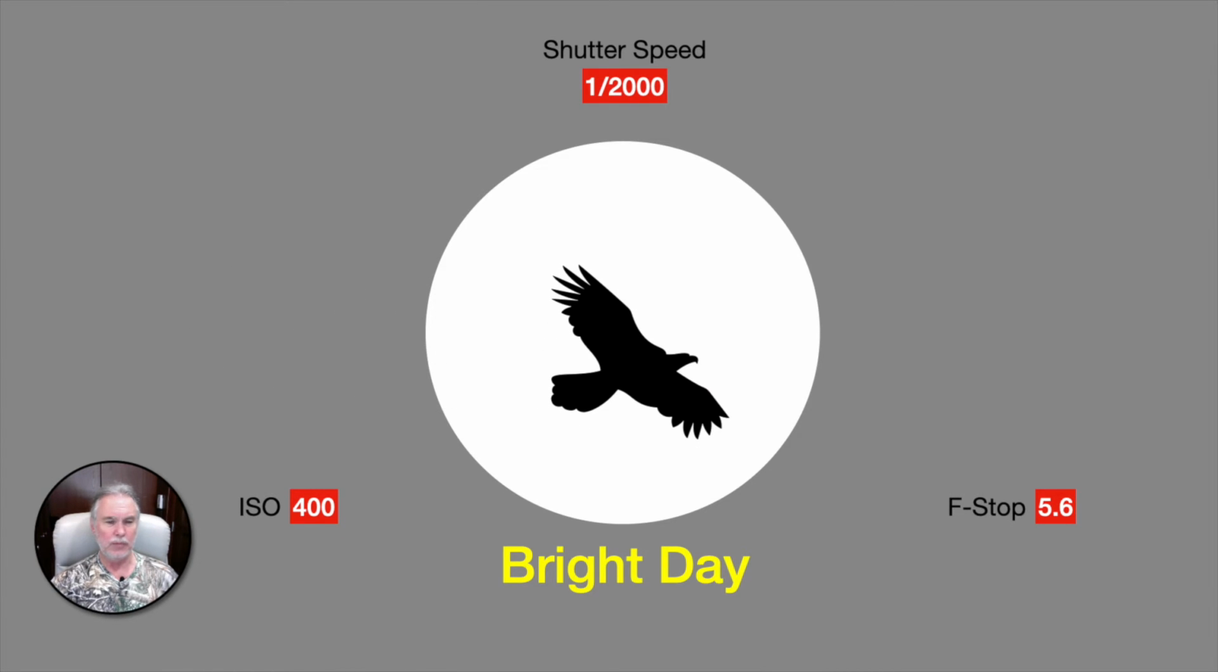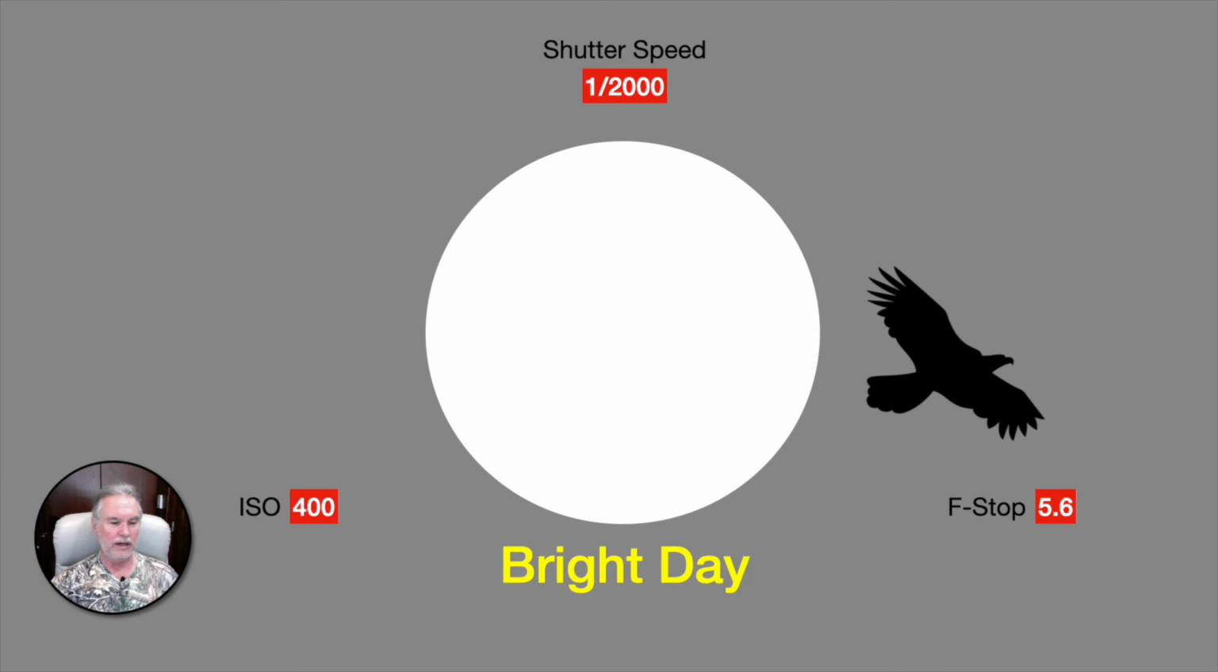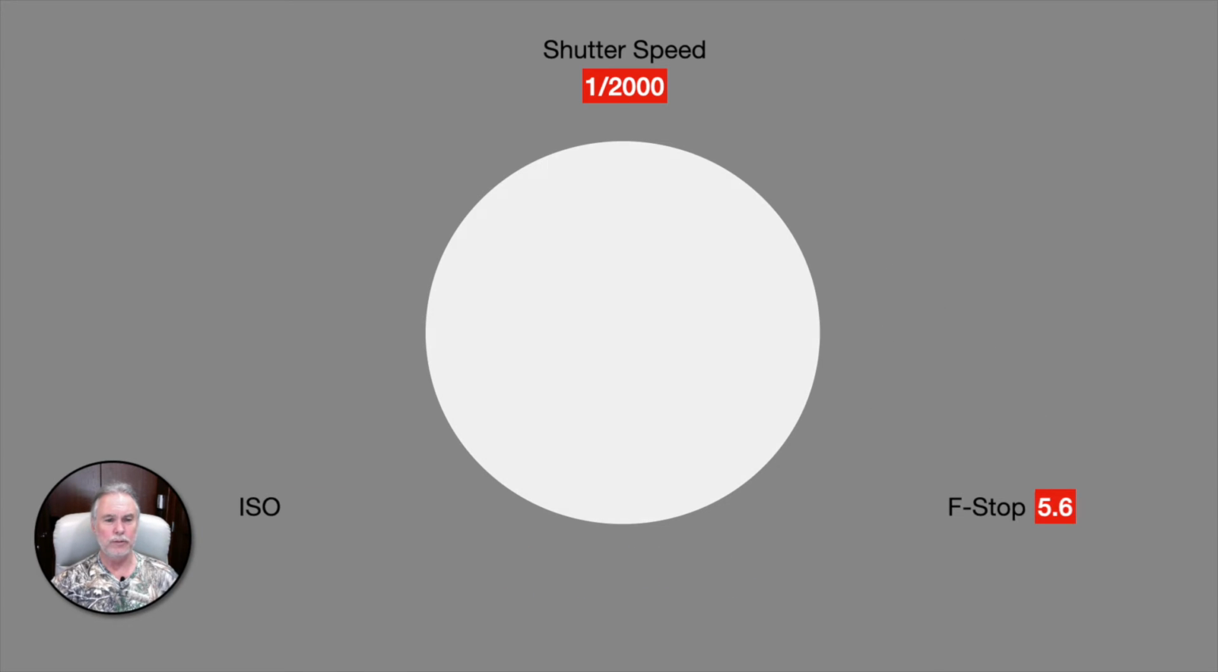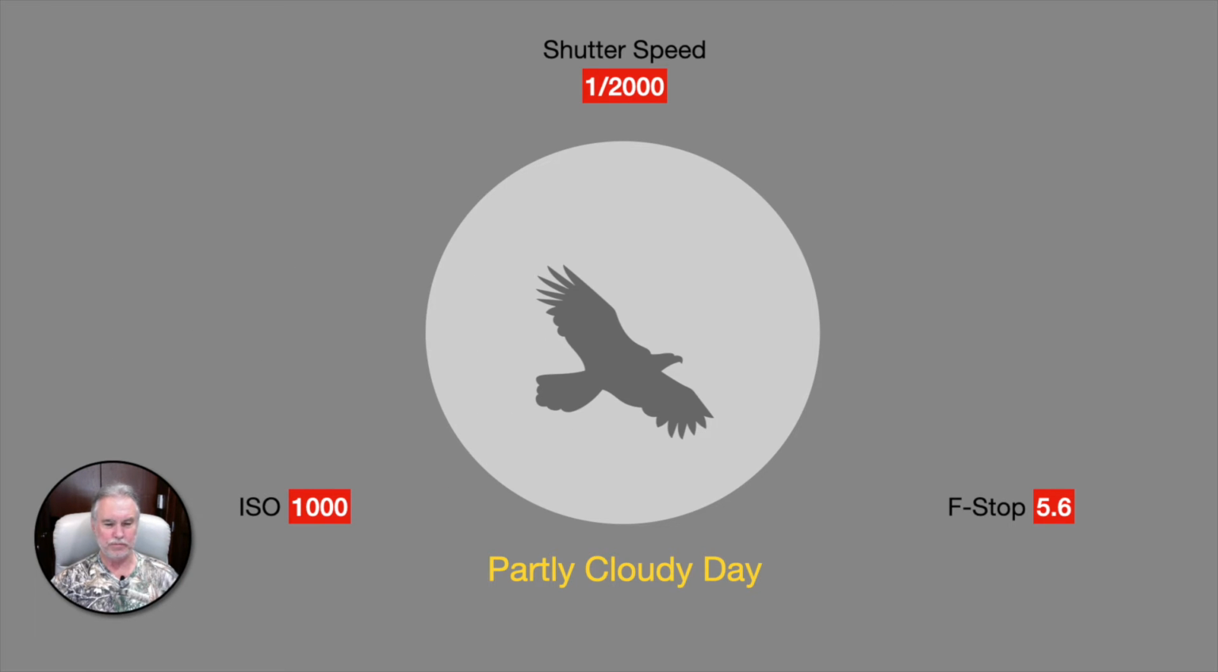In this example here, we're shooting on a bright sunny day, and the bird flies in, we're at an ISO of 400. That's real nice. But if that bird flies under a tree or the clouds move over, then we're still at 1/2000th of a second. Our ISO goes to 1000. The bird flies in, we get a tack sharp image again.